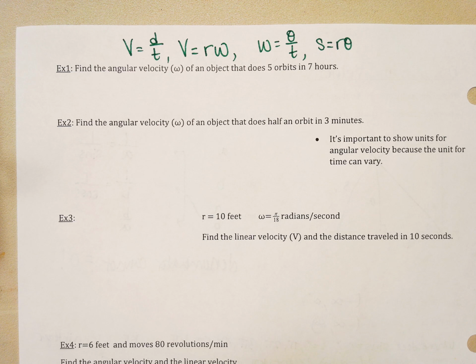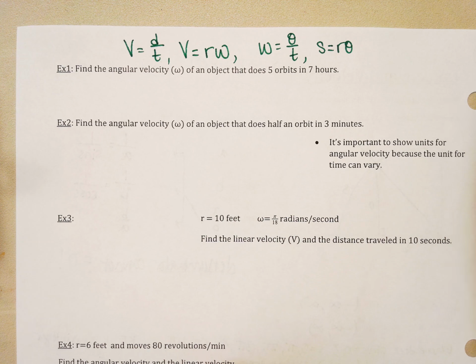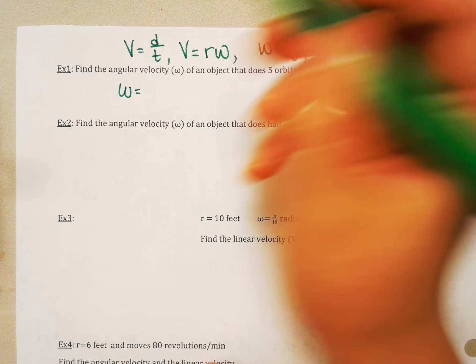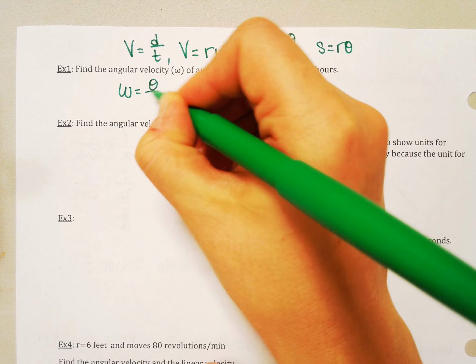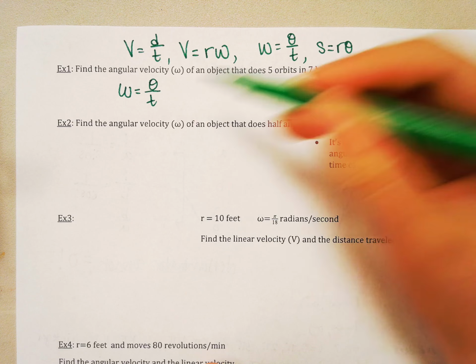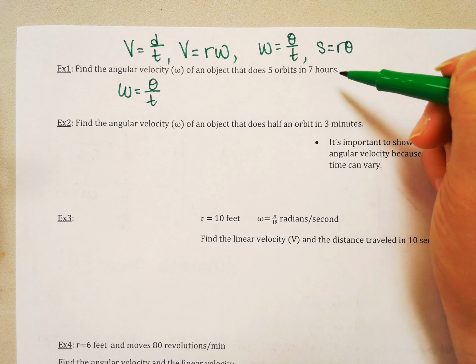So we have 5 problems to look at. We're going to be solving for lots of different things. Our first one is looking for the angular velocity, so W, which we know is theta over t. I'm always going to start with my formula, and then write out what my theta and my t are, given in my problem.